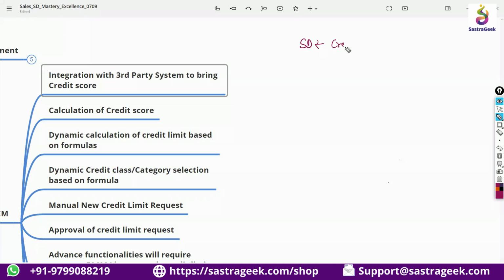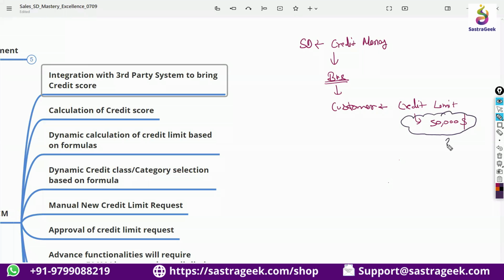In SD credit management, you ask your business, my dear business, please give me for a particular customer, what is the credit limit? Business said that $50,000. But the question is, from where does this amount come, $50,000? How does business calculate $50,000? Does your system help business to derive this $50,000?